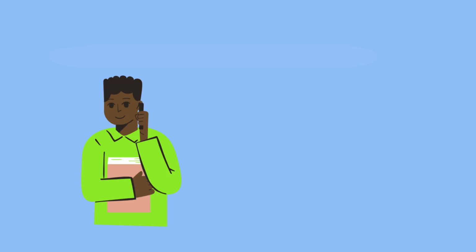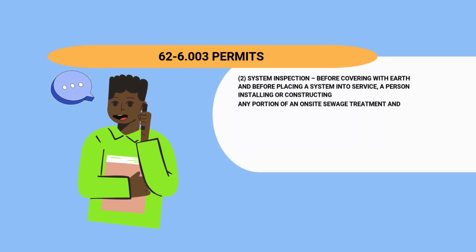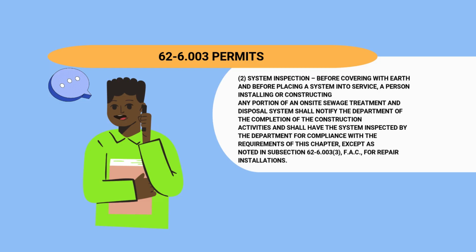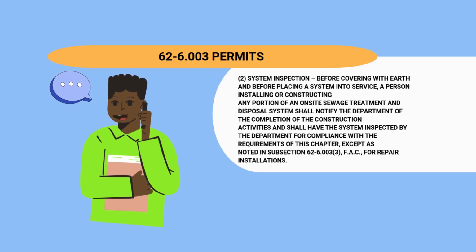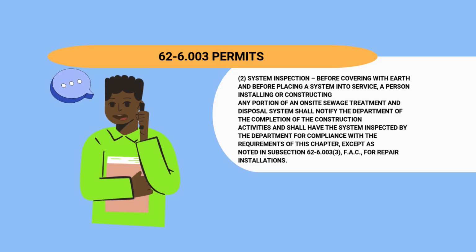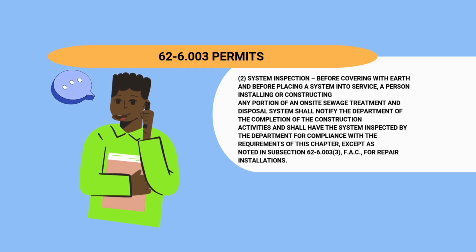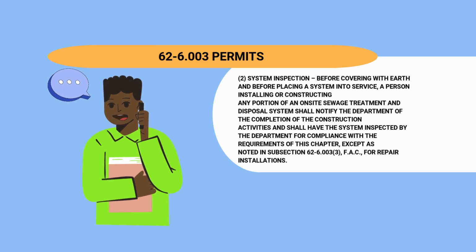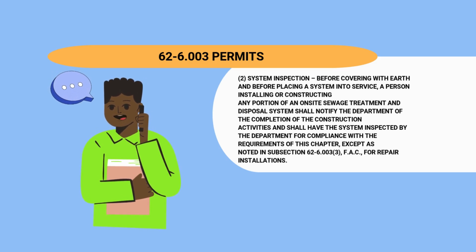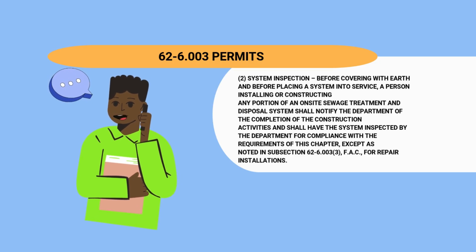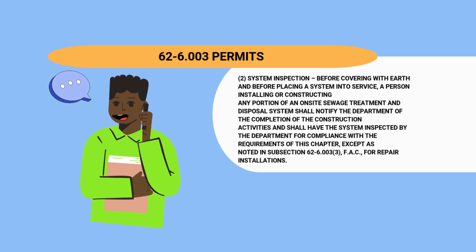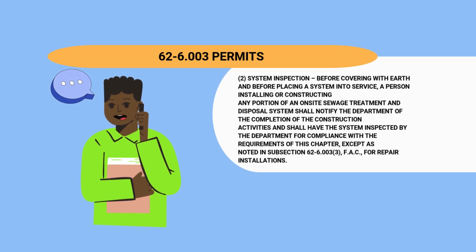2. System inspection. Before covering with earth and before placing a system into service, a person installing or constructing any portion of an on-site sewage treatment and disposal system shall notify the department of the completion of the construction activities and shall have the system inspected by the department for compliance with the requirements of this chapter, except as noted in subsection 62-6.003(3), FAC, for repair installations.